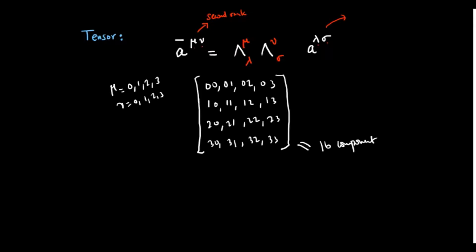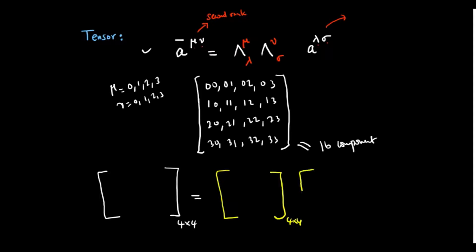Okay, now if I write this transformation in a matrix form, how many barred indices will be there? You have a 4x4 barred index. This is equal to, you have two Lorentz transformation matrices, that itself is 4x4, and then you have this A lambda sigma, which is again a 4x4. Okay, so this is the construction of this entire expression.